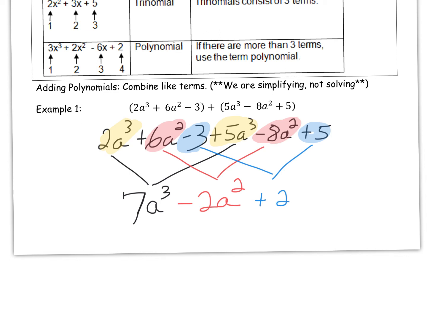So now you see that we have these three terms. They all have a different exponent over that variable, so we no longer have like terms, so we have simplified this polynomial. And that would be our simplified answer.